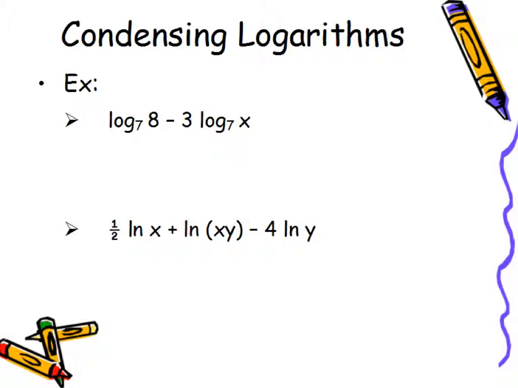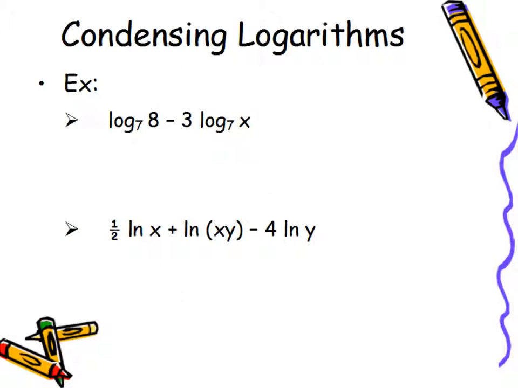Okay, so let's try going the other direction. What if it's already all expanded and we're trying to condense it down into something simpler? Okay, so let's do a couple of those. So you can see that it's expanded because I have multiple logs written in there. And so if you look at the operations, you have a subtraction, so that's going to turn it into division. And then I also have this 3 here, which I know is going to have to go up on my x as an exponent.